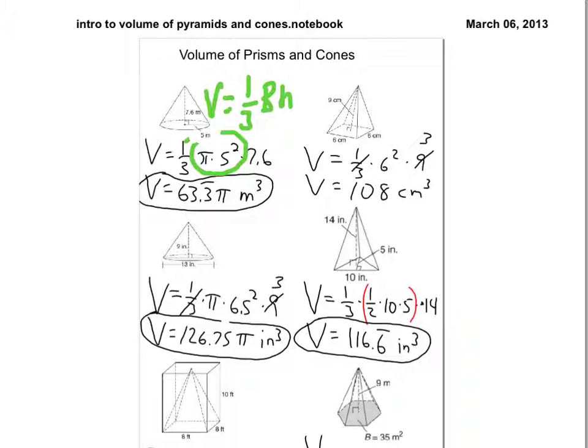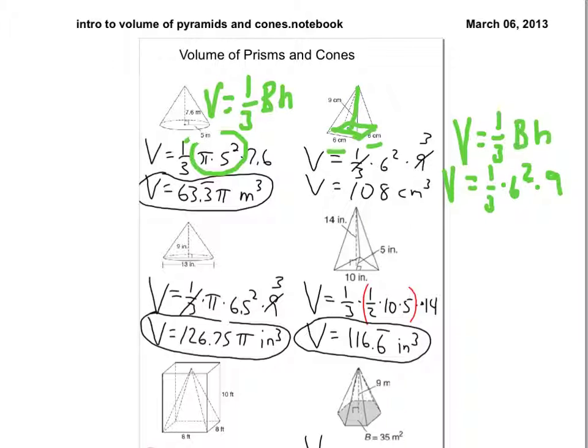Now this next example, I'm going to use this same formula. Let me do the work on the side since I can't see it here. This is a pyramid this time, so it's 1/3 area of the base times the height. It's a square base pyramid, so I just want to do 6 squared, since it's a square, right? I just multiply 6 times 6 and times the height, which is 9. So I get 36 times 9, but I can take 36 and divide it by 3, which is 12. So 12 times 9 gets this 108 cubic centimeters.